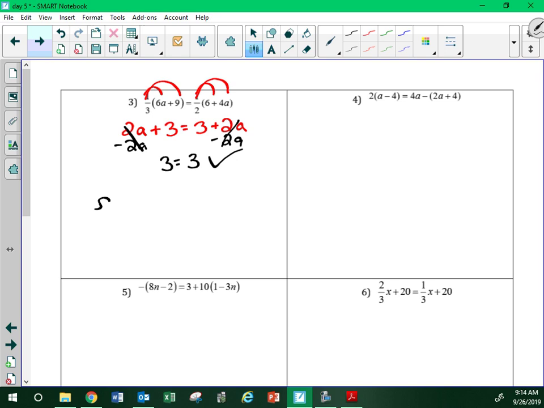All real numbers. So if there are no variables, no negative signs or anything, and it has the same thing on both sides, you can automatically say all real numbers, because it's a true statement no matter what. A belongs to the real numbers.